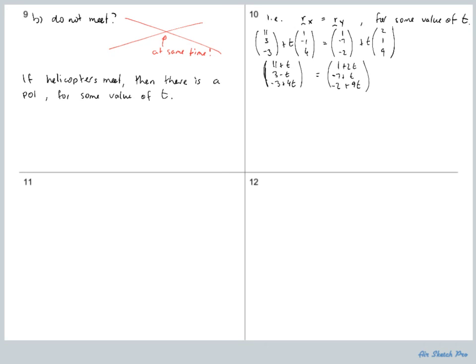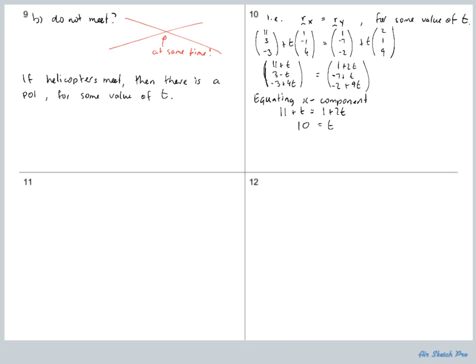Okay, so I've got a vector on the left-hand side and I've got a vector on the right-hand side. So rather than equating all three components, I'm now just going to do it one at a time, and you'll see why in a second. So equating the x component, I get 11 plus t equals 1 plus 2t. Now, if I subtract t from both sides and subtract 1 from both sides, I will get 10 on the left-hand side and t on the right-hand side. So I get 10 equals t.